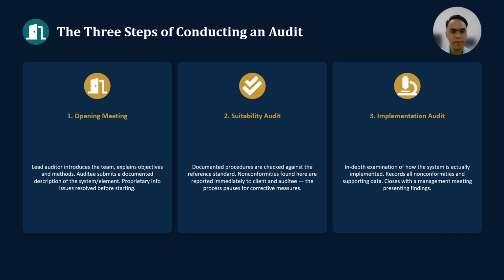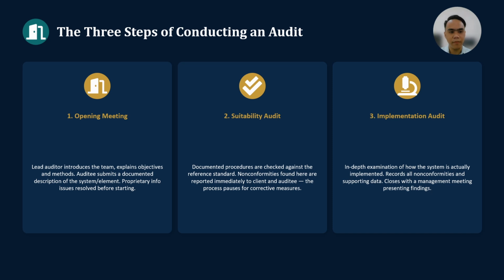The second step involves a suitability audit of the documented procedures against the selected reference standard, essentially checking whether the paperwork itself, on its face, meets the standard. Observed nonconformities at this stage should be reported to both the client and the auditee for immediate action. And the auditing process should actually be paused to allow for corrective measures. So there's no point in continuing to audit implementation of a procedure that's already been found deficient on paper.